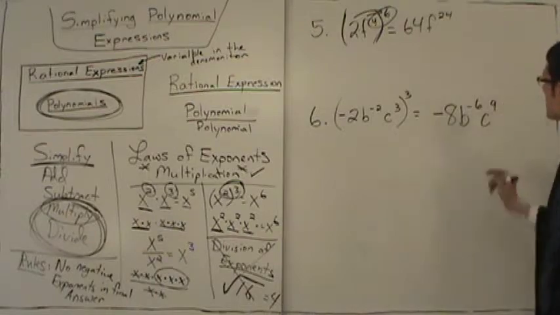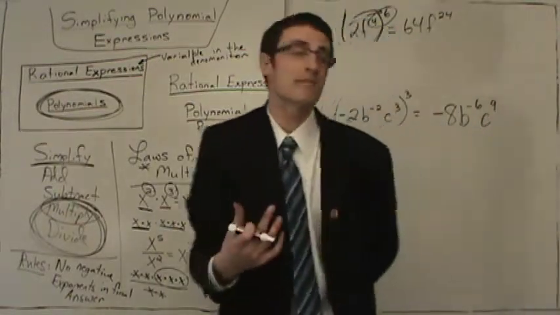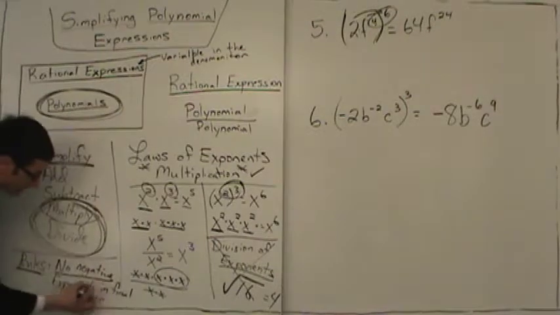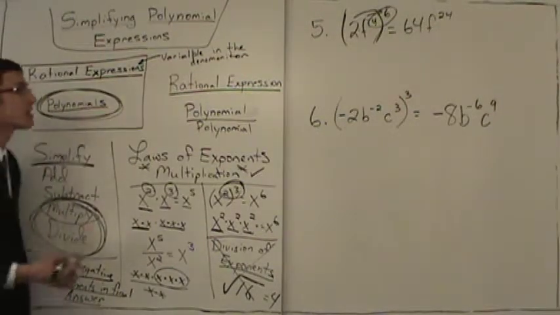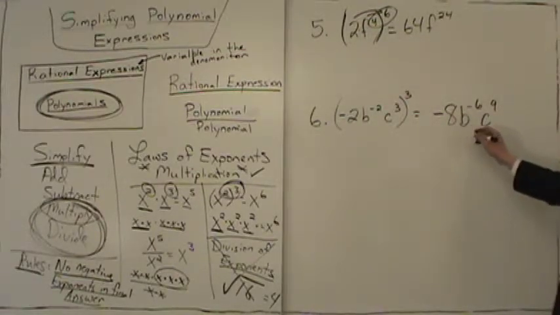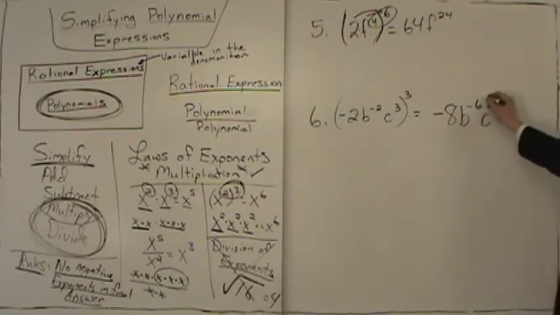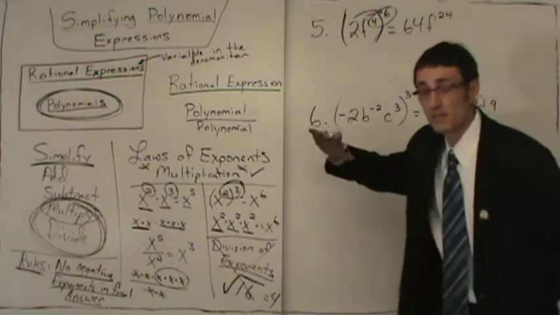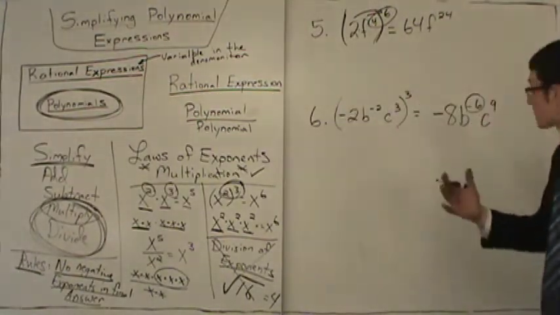Now, is this an acceptable final answer? No. Remember, the rules say no negative exponents in the final answer. So what do we have to do? We have to get rid of negative exponents. Question, does b have a negative exponent? Yes. b has a negative exponent of -6. Negative exponents mean move from top to bottom or vice versa.